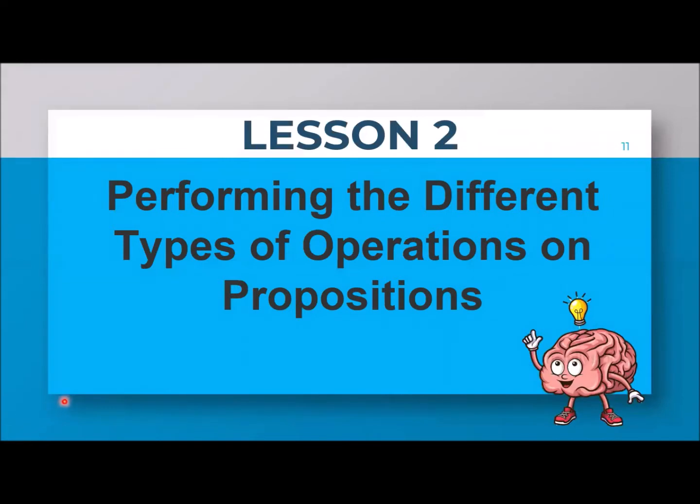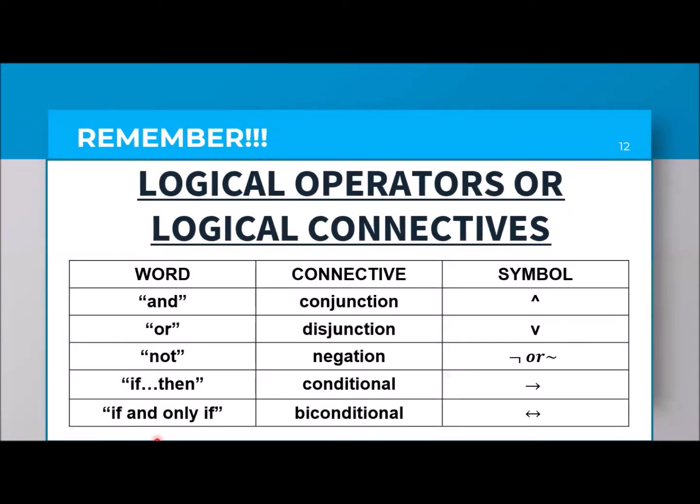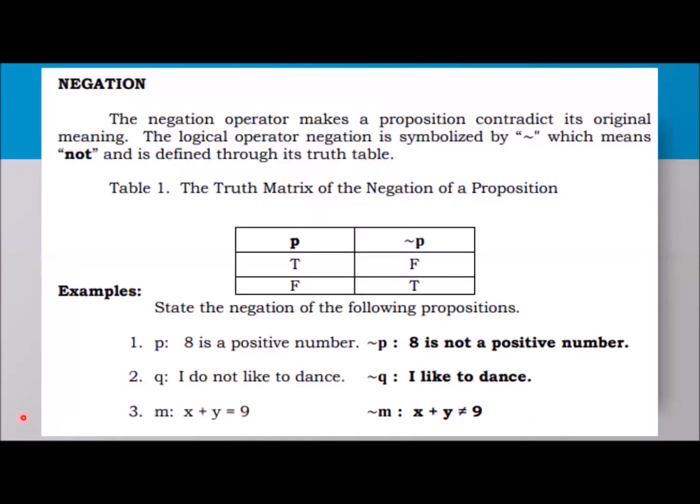Now, let us perform the different types of operations or the connectives on the propositions. Lagi nating tatandaan, ito nga po: ang "and" ay conjunction, "or" is for disjunction, "not" is negation, "if, then" conditional, "if and only if" is the biconditional. So let's start first with the negation, the simplest among all.